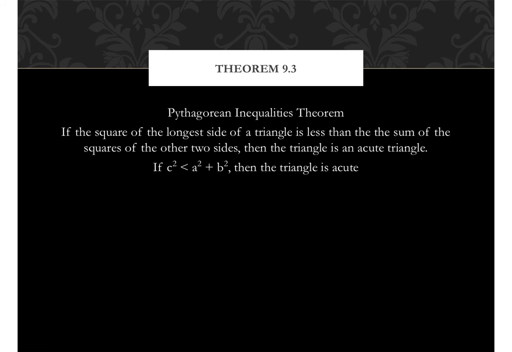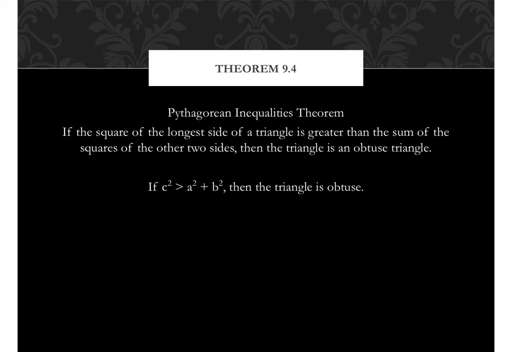The next theorem is theorem 9.3. It says the Pythagorean inequalities theorem: if the square of the longest side of a triangle is less than the sum of the squares of the other 2 sides, then the triangle is an acute triangle. If c squared is less than a squared plus b squared, then the triangle is acute. If c squared is bigger than a squared plus b squared, then the triangle is obtuse. We've got those 3 scenarios, okay? This is theorem 9.4.